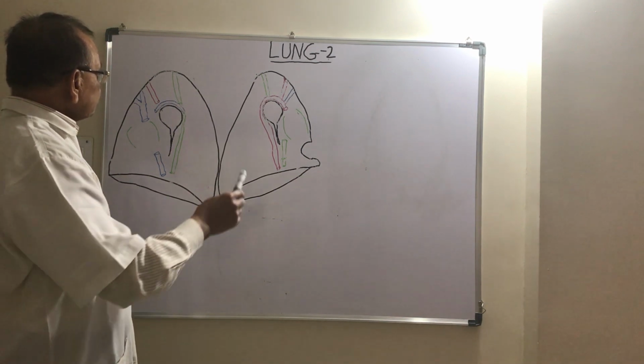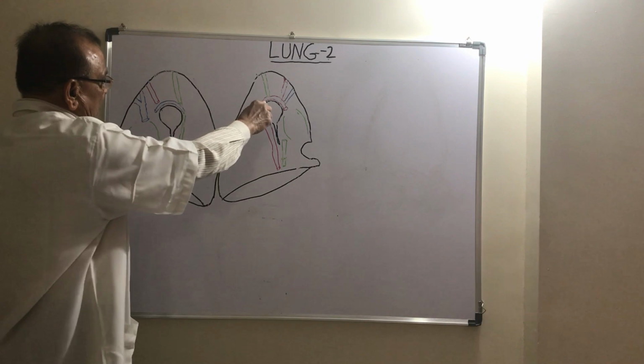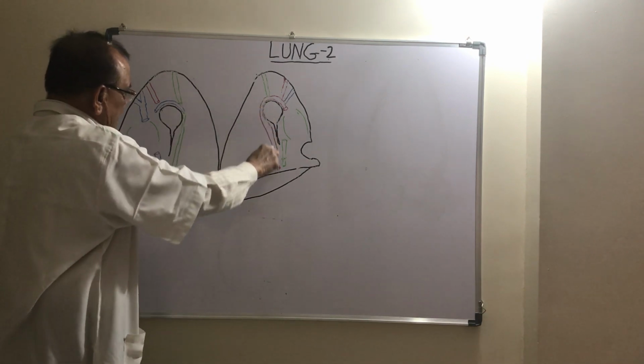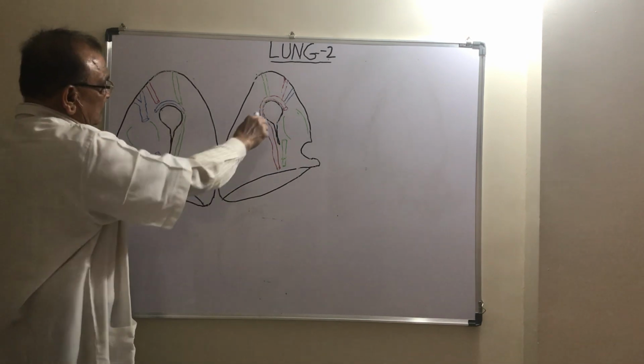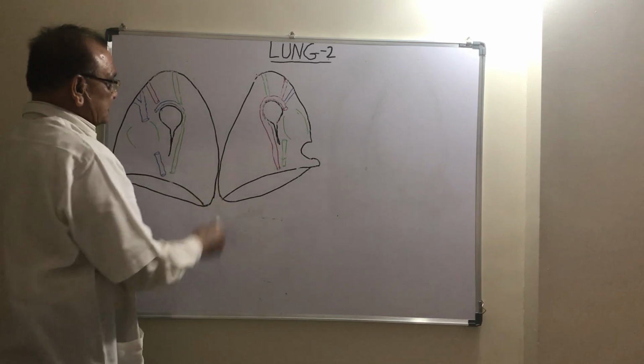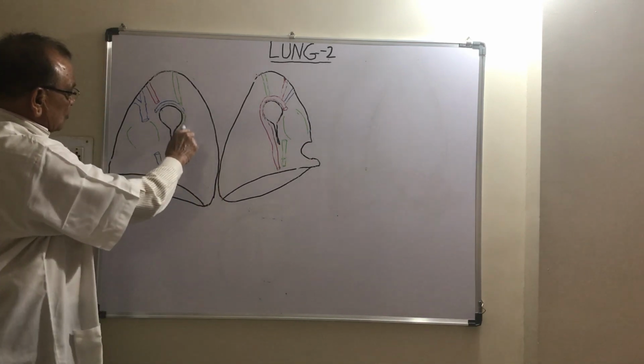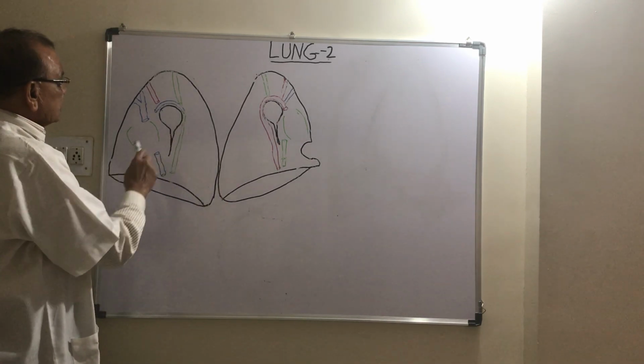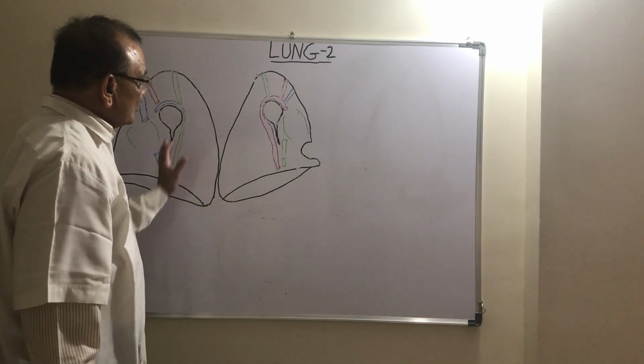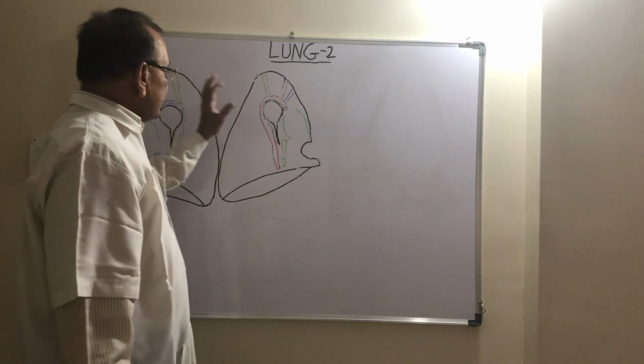Now behind the hilus, on both lungs there is a vertical groove. On the left side it is produced by the descending thoracic aorta, and on the right side it is produced by the right margin of the esophagus. So this is about the relations of the mediastinal area.